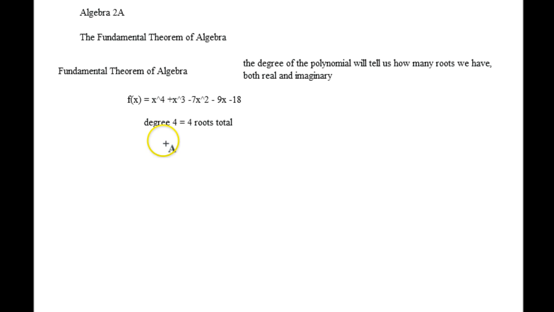Now, how many real roots do I have? I have 4 or 2 or 0 real roots, which means conversely, I have 0 or 2 or 4 imaginary roots. So I could use some of this to narrow it down. Now, I don't want to use a calculator on here because I want to show you how they used to do it back in the day. So I'm going to use the rational root theorem.